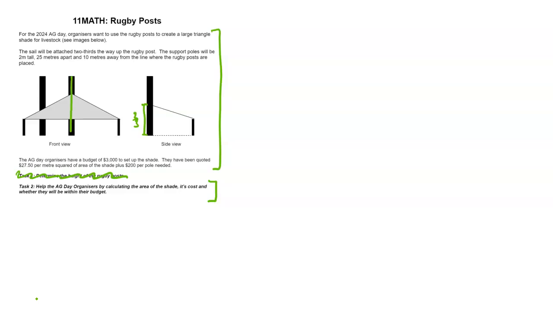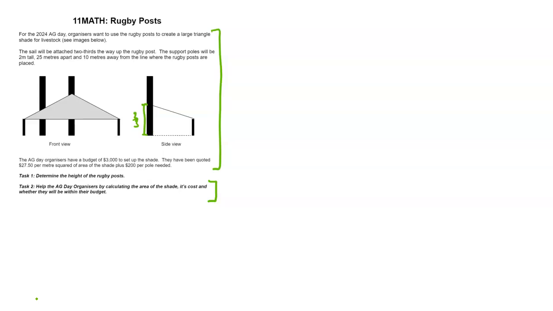So these are rugby posts, probably the bars in there somewhere. And what they're going to do is physically attach this triangular shade to one of the posts. And that'll be supported by these poles kind of over here. So the sail will be attached 2/3 of the way up the rugby post. That's what this measurement is.